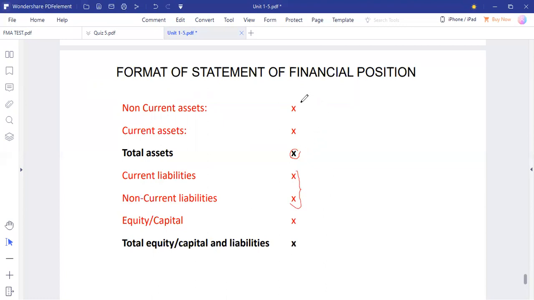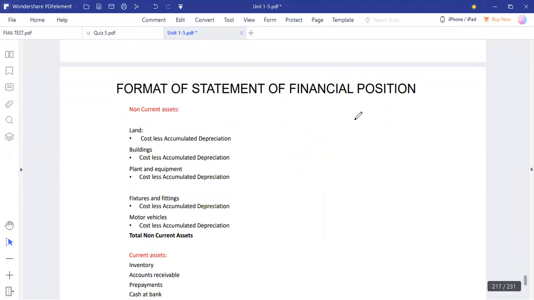So this now fulfills our accounting equation. This is assets should be equal to our liabilities plus the capital. So this balance sheet must always what? Balance. That's why it's called a balance sheet. So the format of the balance sheet: what comprises the non-current assets? Non-current assets are actually called the fixed assets.